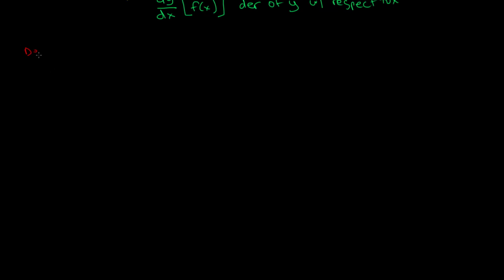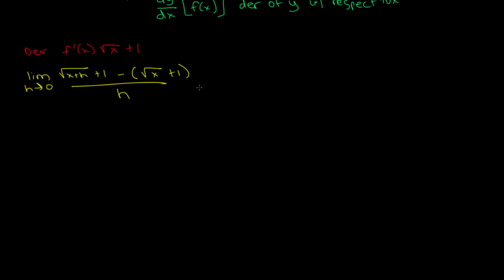But we want to find the derivative of a function. So we want to find f prime of x of root x plus 1. And the way we're going to do that is we're just going to use the limit process to find the derivative. So we want to find the limit as h approaches 0 of root of x plus h plus 1 minus the root of x plus 1 all over h. And we want to simplify this because we cannot use direct substitution. And since we do have a root here, we can simplify and then use the conjugate.